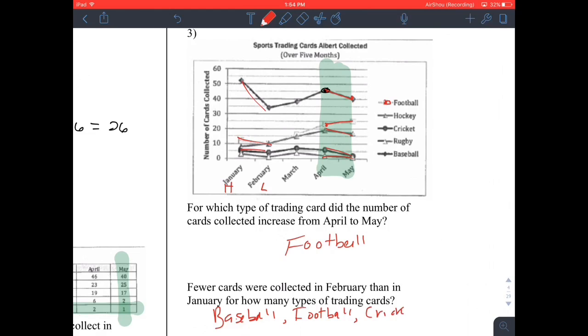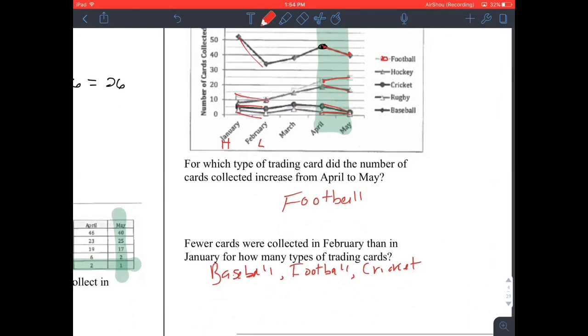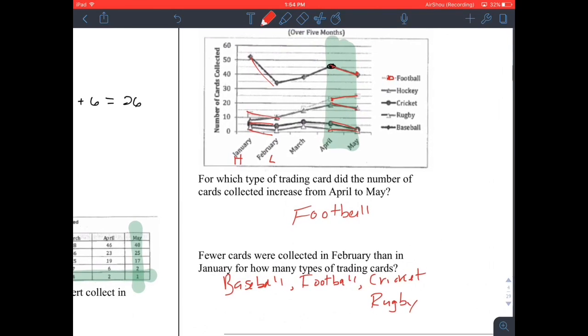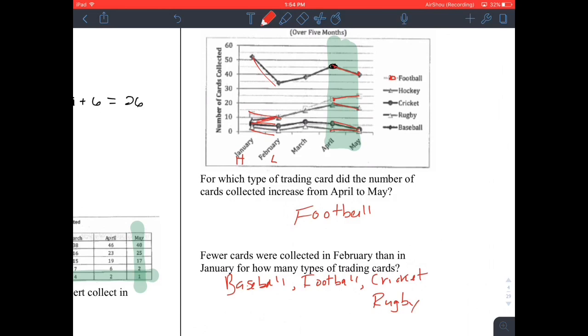Who collects cricket cards? Is this Europe or what? And it went down in rugby. Also, come on, rugby. What year is it?